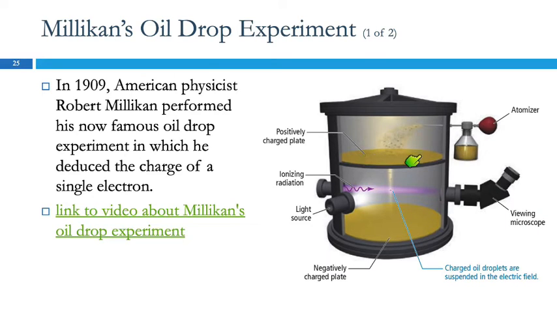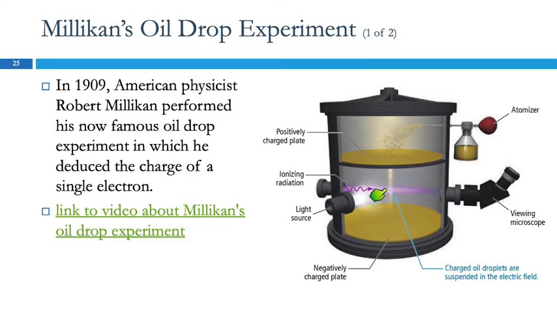The rest of them just kind of made an oily mess up here. So down here is another plate, and they applied an electric charge. So this one's negative and this one's positive. And so we have these little oil droplets falling through this space. There's a light so they can see what's going on, a microscope. And they're shooting it with ionizing radiation, which is going to cause those oil droplets to have a negative charge.